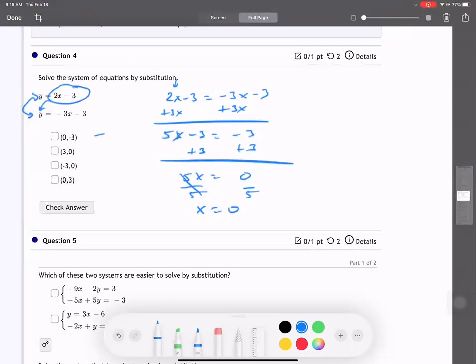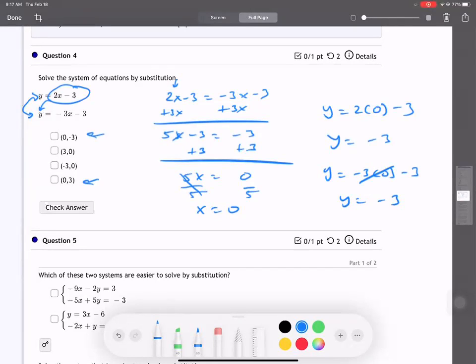Now, we have two possibilities here, but the goal is for you guys to make sure you show all the work. So let's go ahead and pick a y value. We'll pick the top one. 2 times x, which is now 0. For sure, x is 0. So y is equal to -3. If you chose the other one, y is equal to -3 times 0, you would still end up with y equal to -3 because that would have been 0.